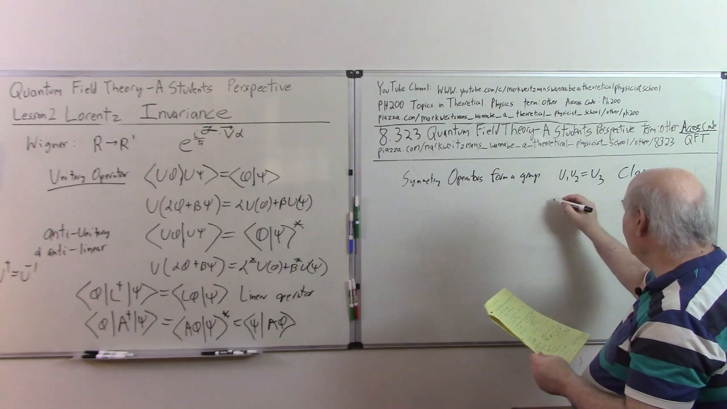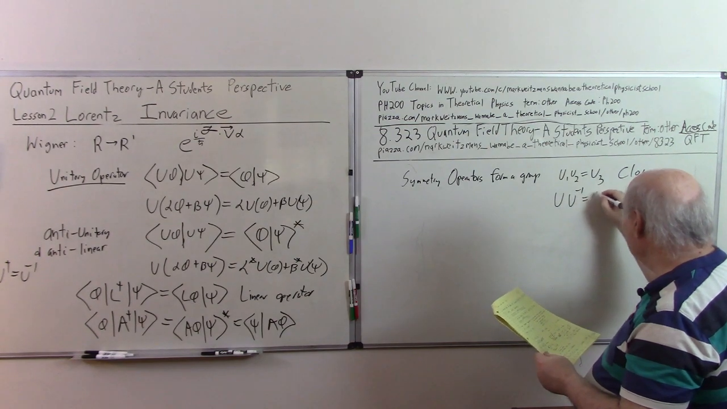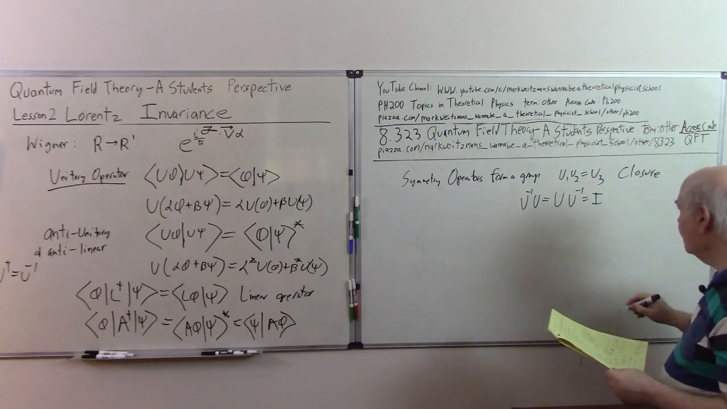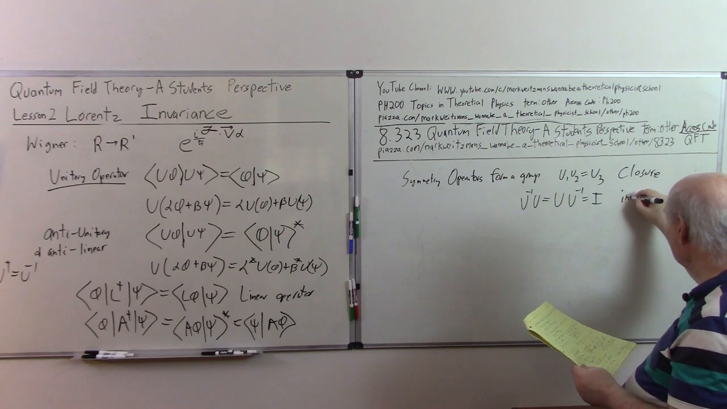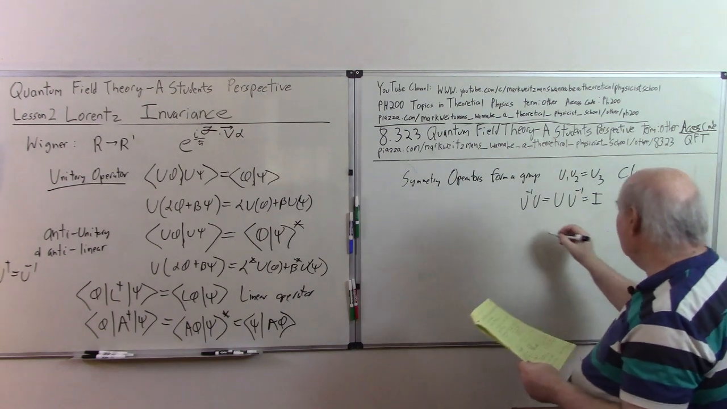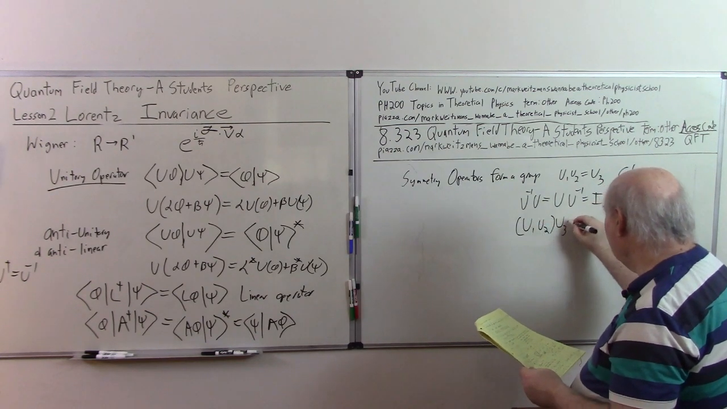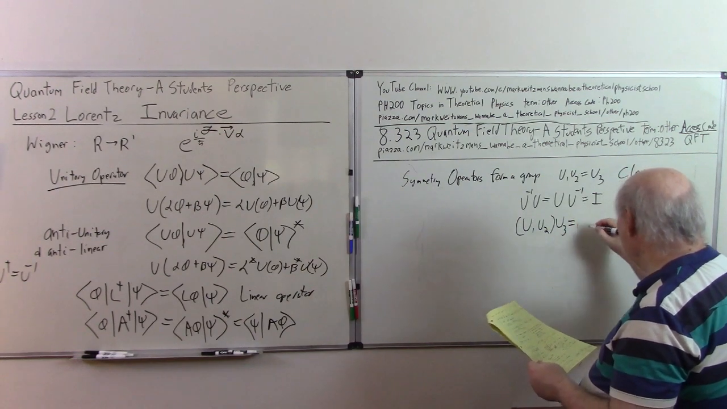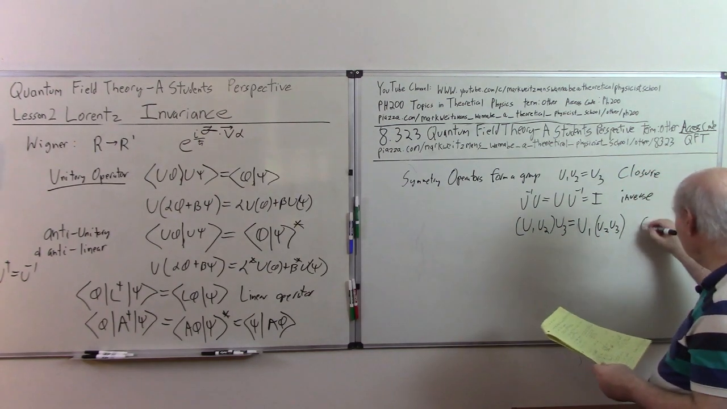We have to have an inverse, so U U inverse is equal to the identity. It's equal to U inverse U. So whenever there's a U, there exists an inverse operator. So that's inverse. We have to have associativity. U1 U2 U3 is equal to U1 U2 U3, associative.